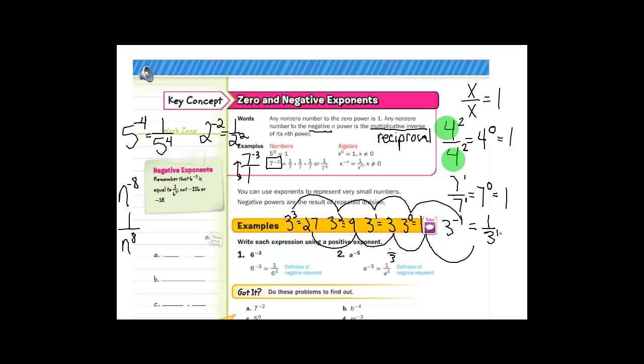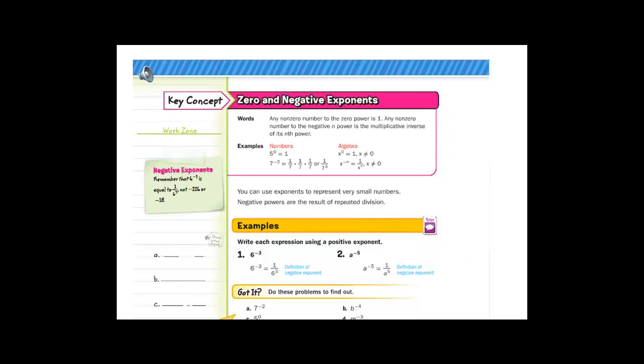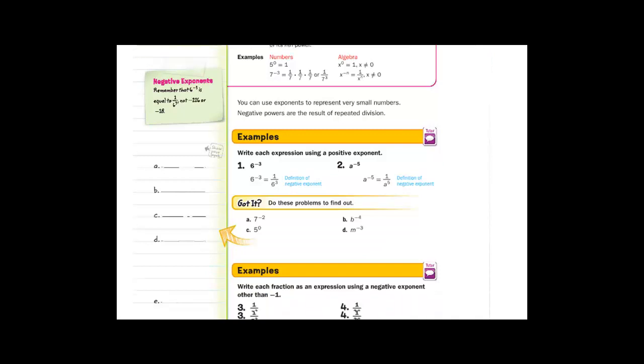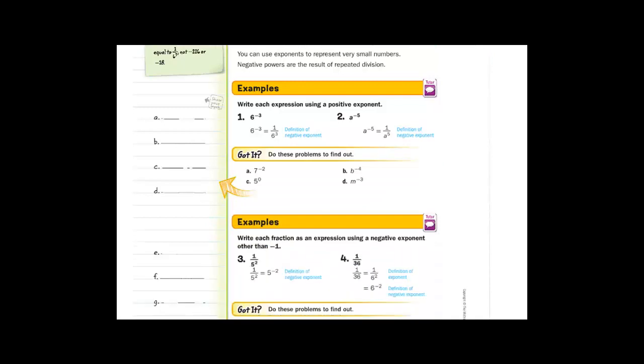So on the examples here, number 1. It says write each expression using a positive exponent. Well, 6 to the negative 3, 1 over 6 to the positive 3. A to the negative 5th, 1 over a to the 5th. Reciprocal, make the exponent positive. Okay, now under got it, why don't you try A, B, C, D, pause it, and then come back for the answers.